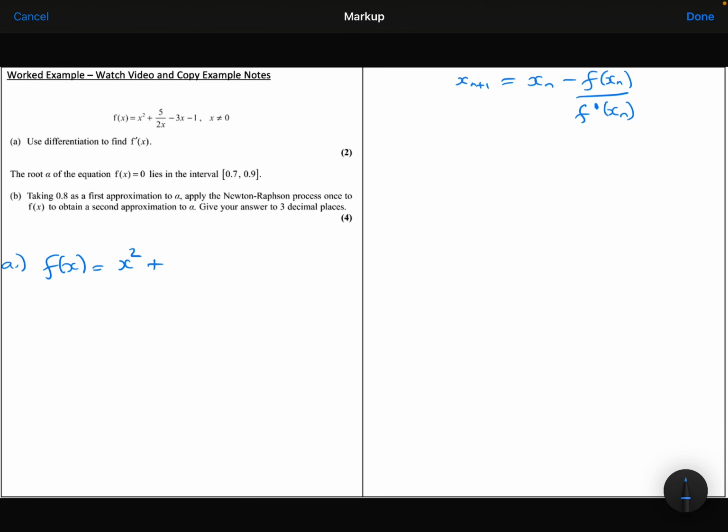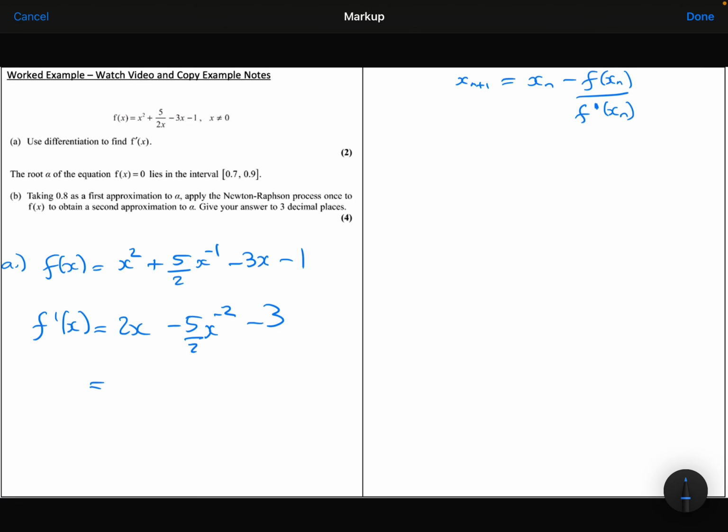So that 5 over 2x, I'm going to rewrite that as 5 over 2 multiplied by x to the power minus 1. Then I've got the minus 3x and the minus 1. I can now differentiate each of these terms easily to get 2x minus 5 over 2 x to the power minus 2 minus 1.